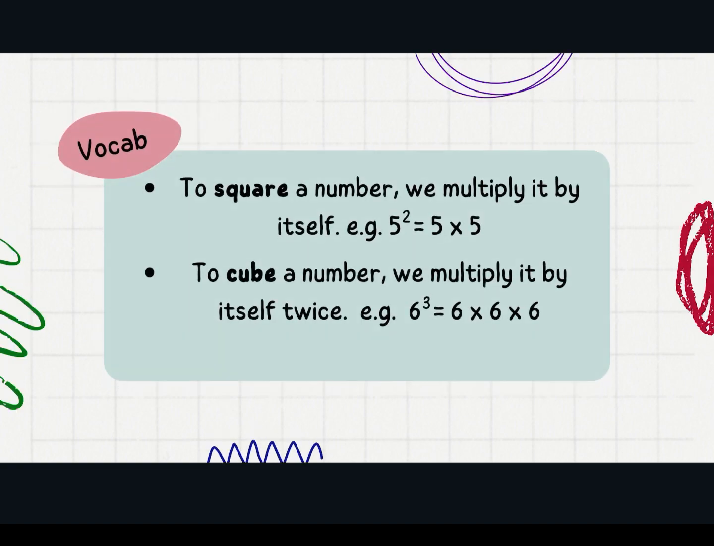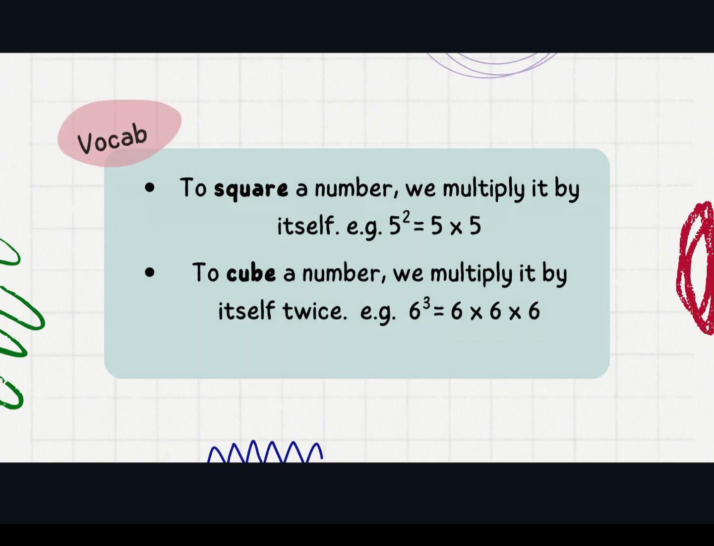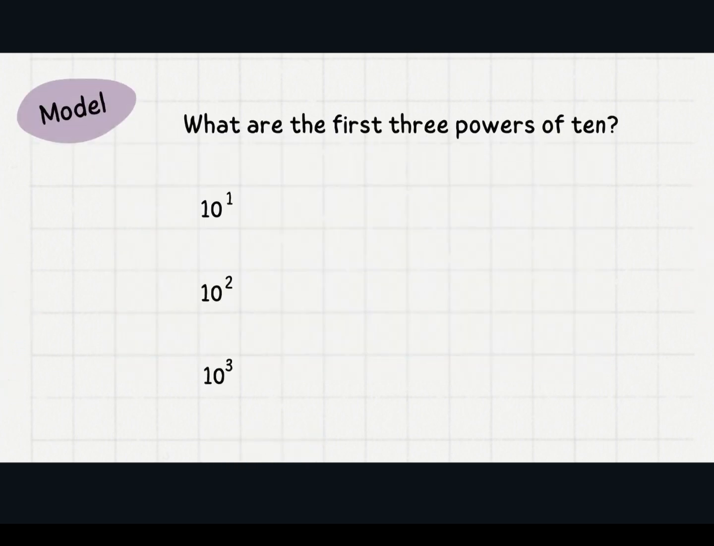Just a recap of some vocab that we have actually seen before. So to square a number, we times it by itself, and to cube a number, we times it by itself twice. So for our first model, what are the first three powers of 10?